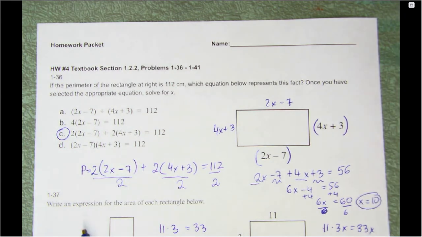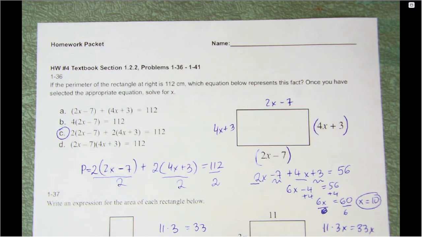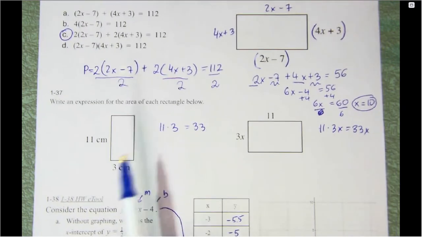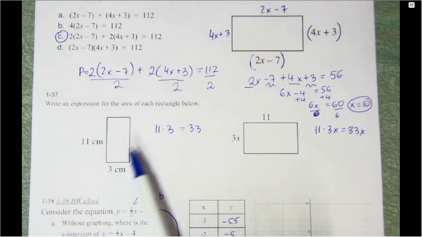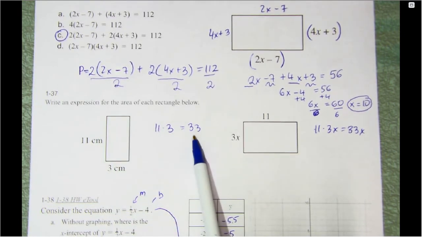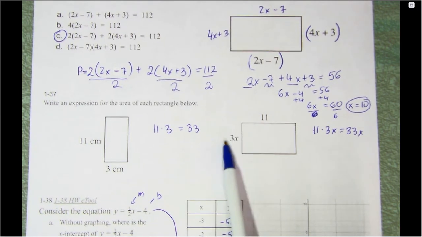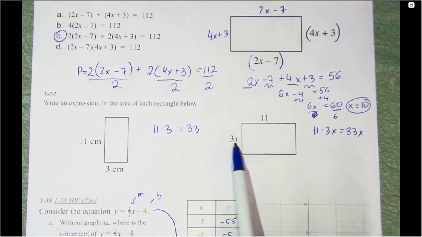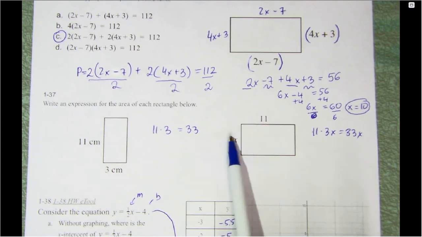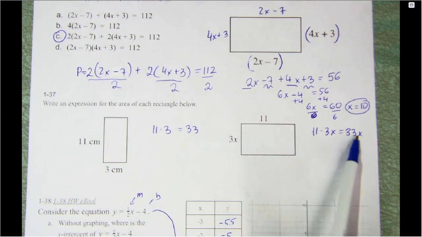Okay, write an expression for the area of each rectangle. Well, the area is base times height, or height times base. It doesn't really matter which way you multiply, but it's 11 times 3, which is 33. This one, the difference is that the height has a variable, but that's okay because 11 times 3 is 33, and we just have x over there.